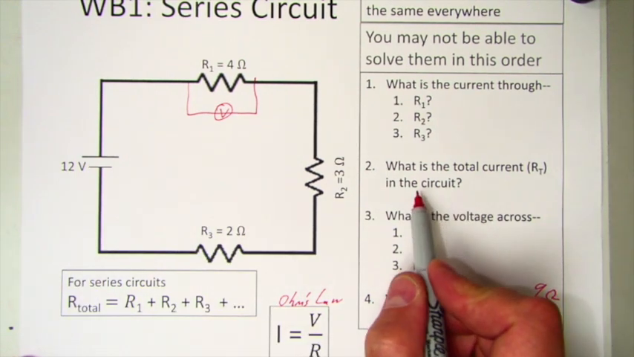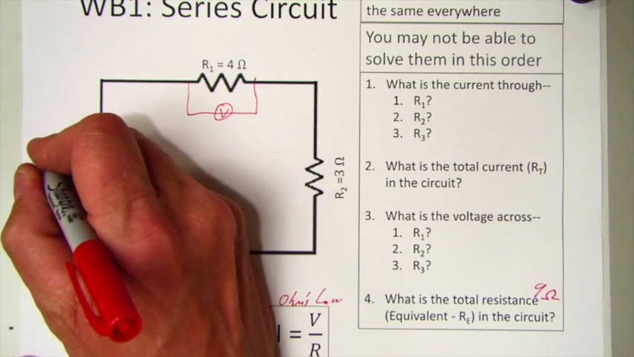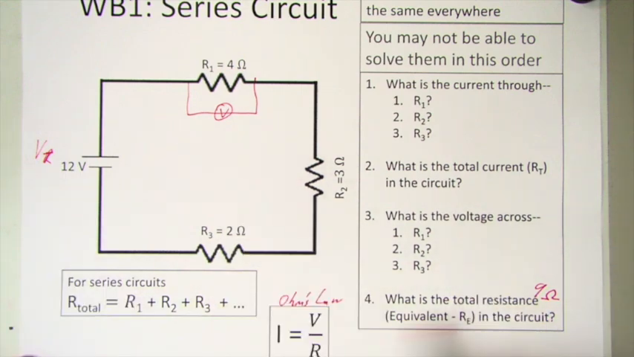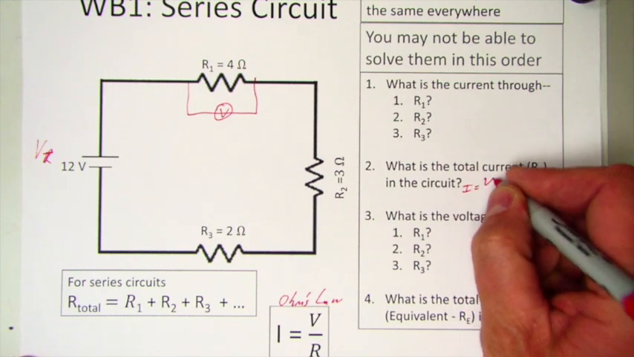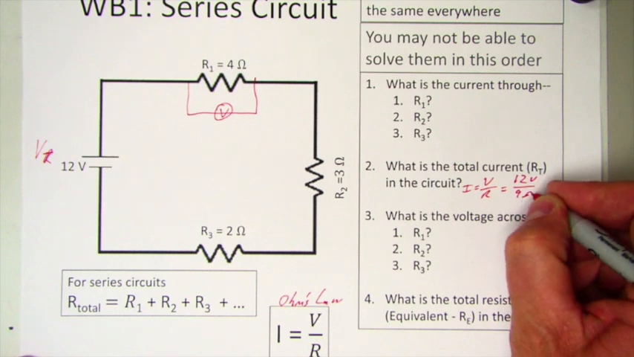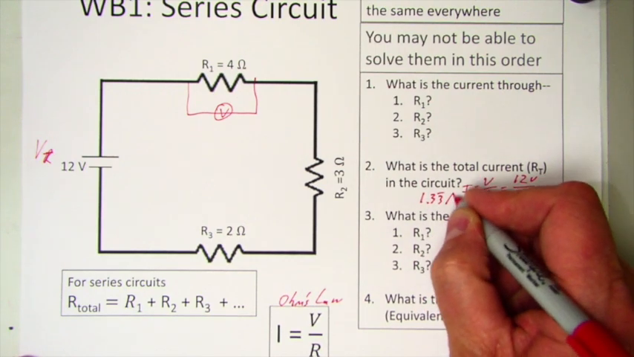Now to find the total current, we know the total voltage. We know the total resistance. So the current is just voltage over resistance. So it's 12 volts over 9 ohms, or 1.33 repeating amps.